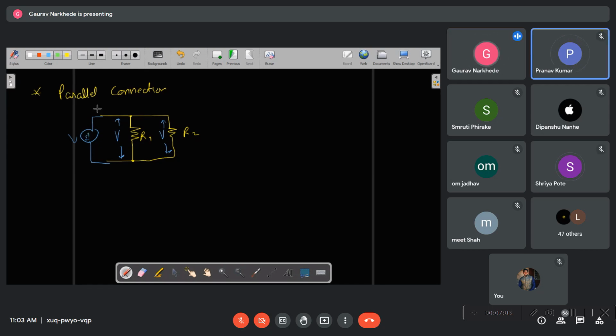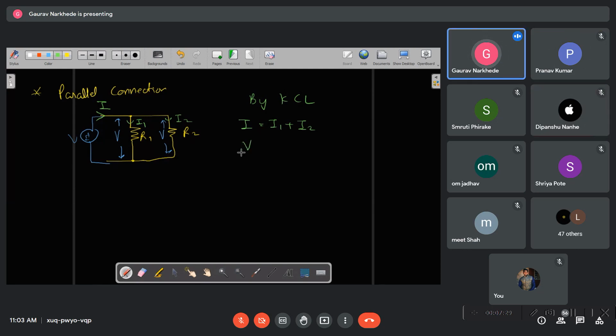Now, due to application of this voltage, let us say this current I will be generated. So this current will get divided into two parts. I1 will flow through R1 and I2 will flow through R2. So by Kirchhoff's current law, I can write I is equal to I1 plus I2, correct?